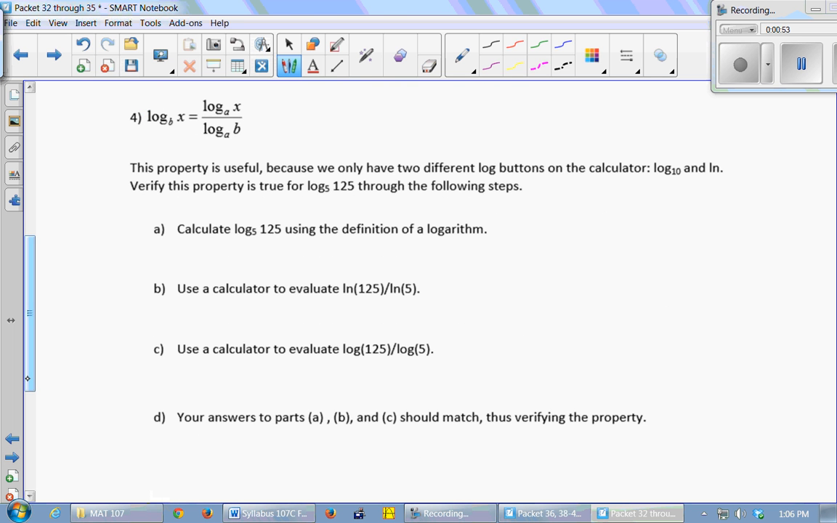And then finally, we have the change of base formula, which is really helpful because you only have 2 bases on your calculator, log base 10 and log base e, log and ln. So you can change from any base to another base using this formula: any log base b of x, you could change it to log base a, where a is anything you want, could be 10, could be e, of x over that same base of b.